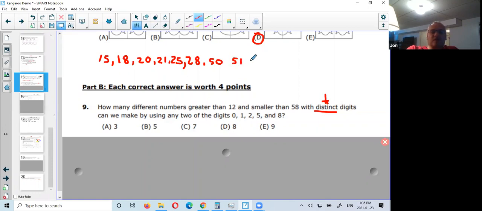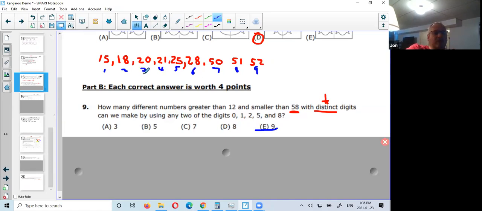51, 52, 57. Okay, let's count. 1, 2, 3, 4, 5, 6, 7, 8, 9. We're not allowed to use 58 because it has to be smaller than 58. So it's 9. The answer is E. You said E, close, but not quite right.